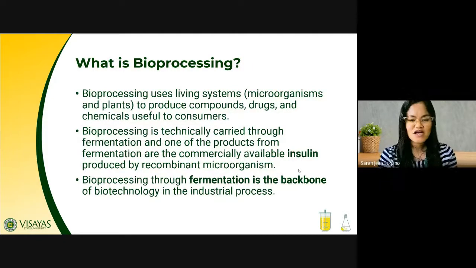So to define bioprocessing, I think you are already familiar with this and you have already understood it by heart because as a biotechnologist, even though you are naka-close yung eyes, you really have that concept of what is bioprocessing or biotechnology. So as a definition, bioprocessing uses living systems, okay, biological systems. Examples of these are microorganisms and plants to produce compounds, drugs, and chemicals that are useful to consumers. So the end users of these are the society, or that are really beneficial to the society or to the consumers. So these compounds and drugs must have a significant impact.